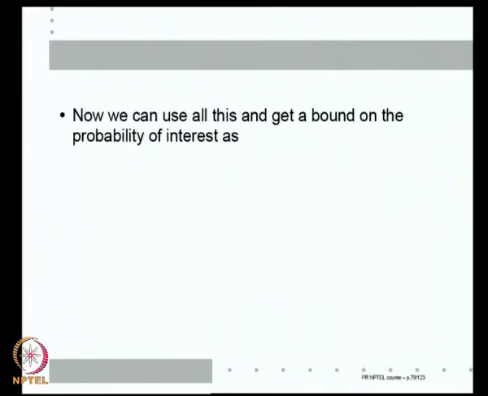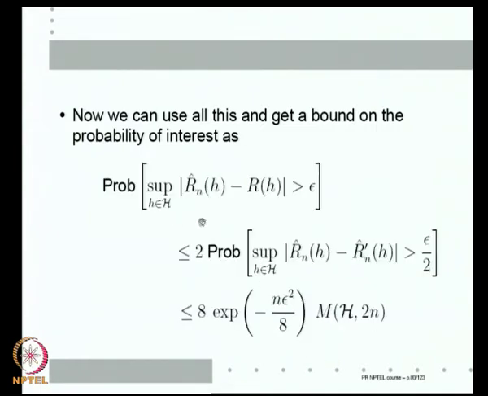So, now we can use all this to get a bound on the probability of interest, right. See, this is what we started with. We want to get the supremum over h belonging to H of |R hat n(h) minus R(h)| greater than epsilon, because we want to know whether R hat n converges to R uniformly over H. Using the symmetrization argument, we can bound this by twice the probability that |R hat n(h) minus R hat n prime(h)| is greater than epsilon by 2, where the sample mean estimate, the empirical risk, is obtained on a 2n sample using the first n and the second n.